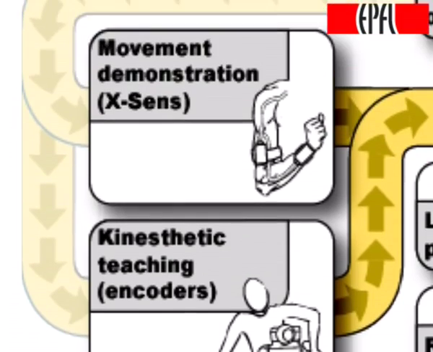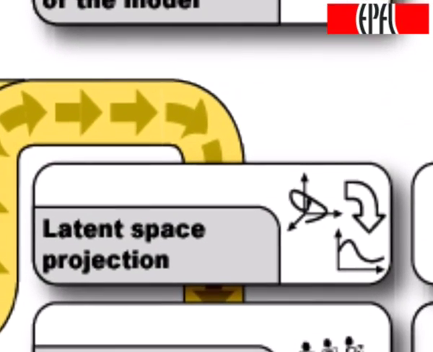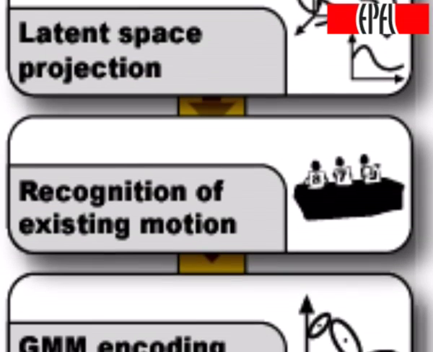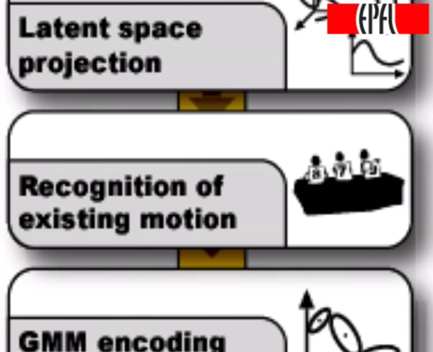In the encoding phase, a latent space of motion is found by linearly projecting the data onto a subspace of lower dimensionality using principal component analysis. Recognition of the gesture is performed in this latent space. If the gesture is not recognized by the existing models, a new model is created.